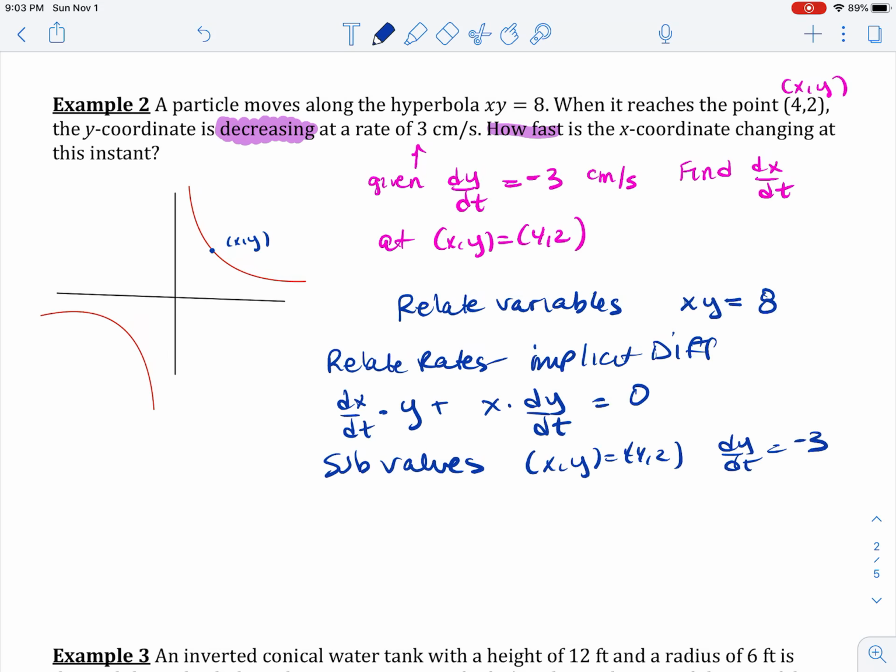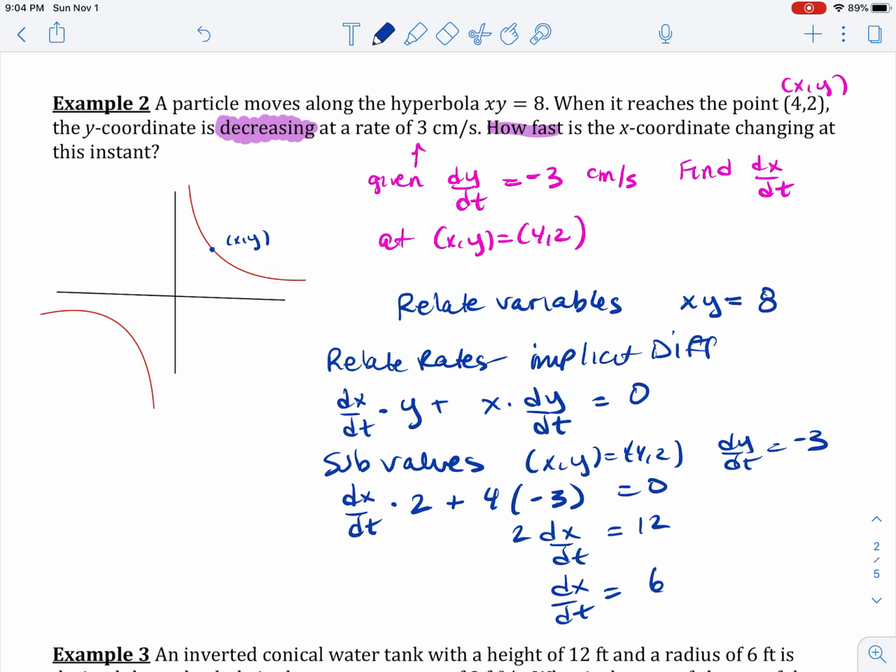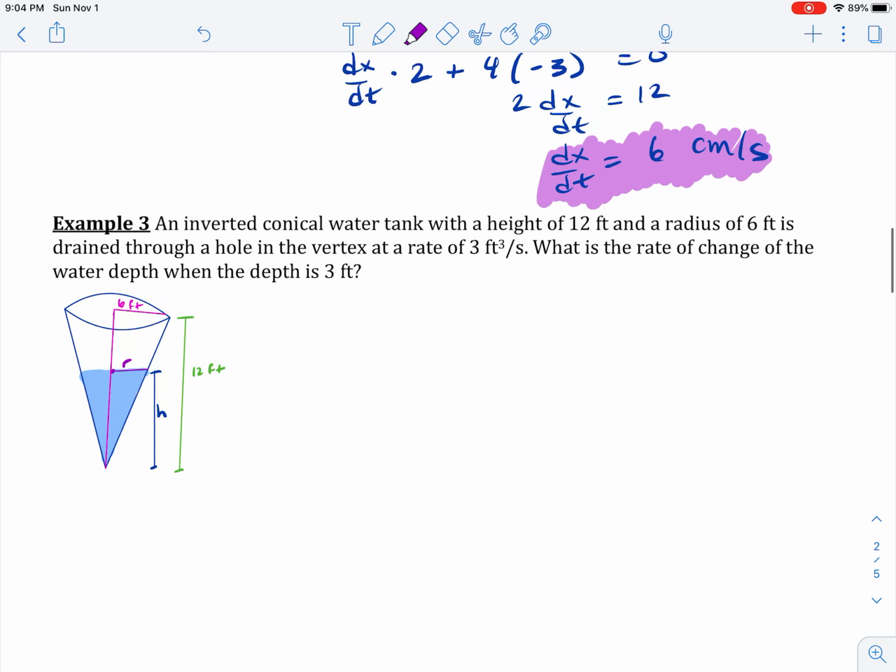And we're going to sub our values x, y equal to 4, 2, and dy dt equal to minus 3, and we're going to solve for dx dt, right? So we have dx dt times y, and y is equal to 2, plus x is equal to 4, and dy dt is equal to minus 3, and we know that that's going to equal 0. So we end up with 2 dx dt equal to, adding 12 to both sides, we get 12, and so dx dt is going to be increasing by 6 centimeters per second.